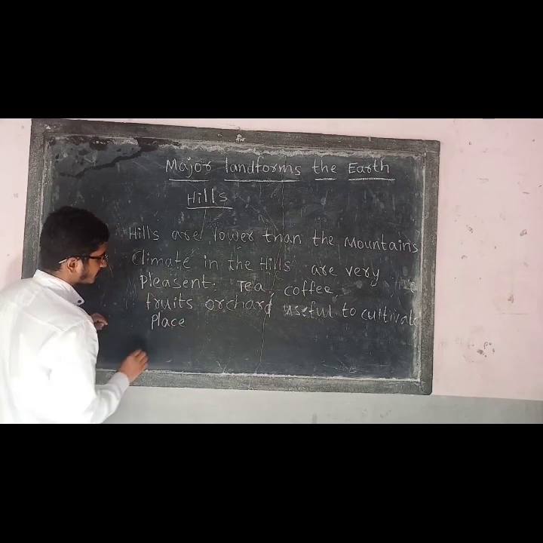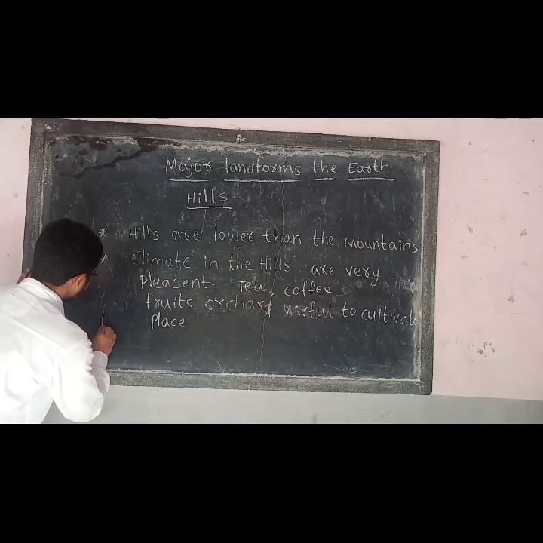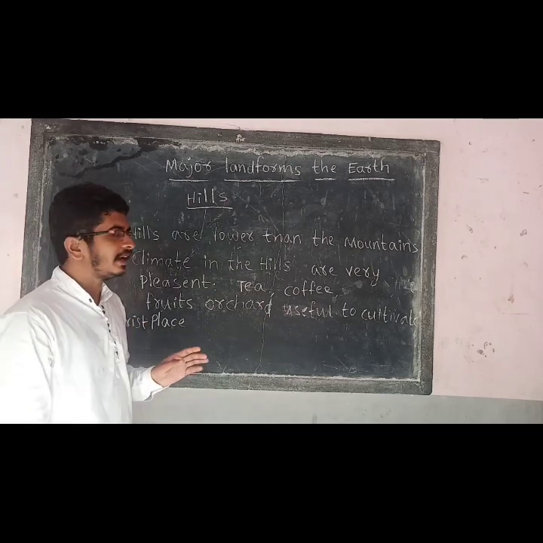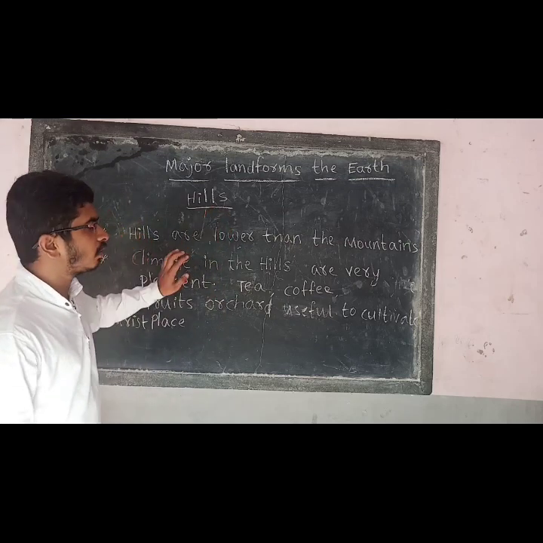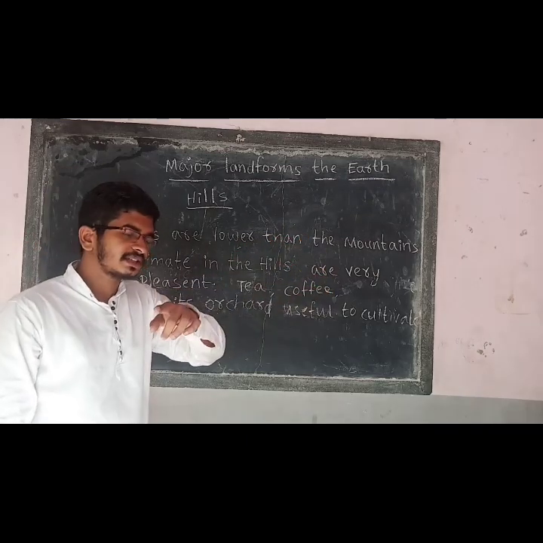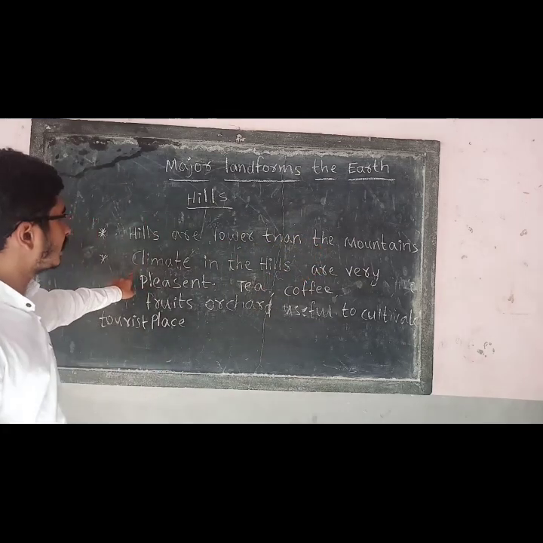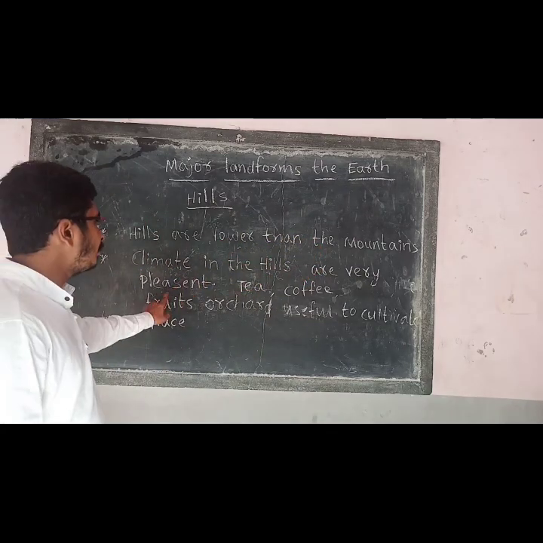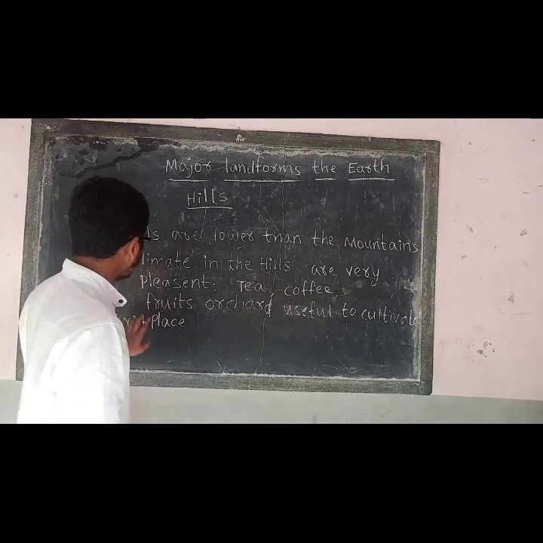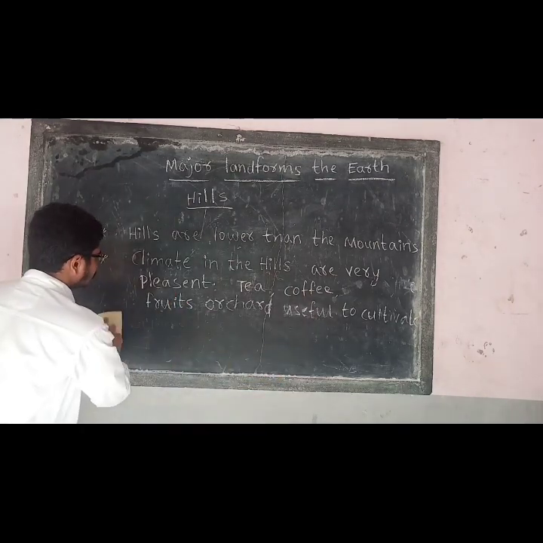Very pleasant things will be there. We can cultivate, and it is a tourist place. Clear? So now we have learnt about the mountains and hills. Now revise the hills again. Hills are lower than the mountains, as you see in the picture. Next, climate in the hills is very pleasant. Tea, coffee, fruit orchards are useful to cultivate in these places. Clear? Or else you can write like this.